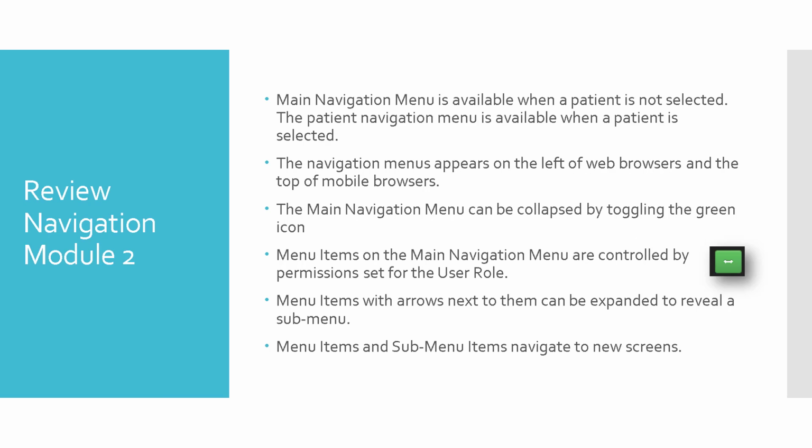In summary, navigation menus are the tools that appear on the left side of your browser or along the top in a narrow mobile browser. The main navigation menu has clinic-wide options like information on claims, patient search, scheduling, reporting, and configuration options. The patient navigation menu has patient-specific information, and you can think of it like you thought of tabs in a patient chart.